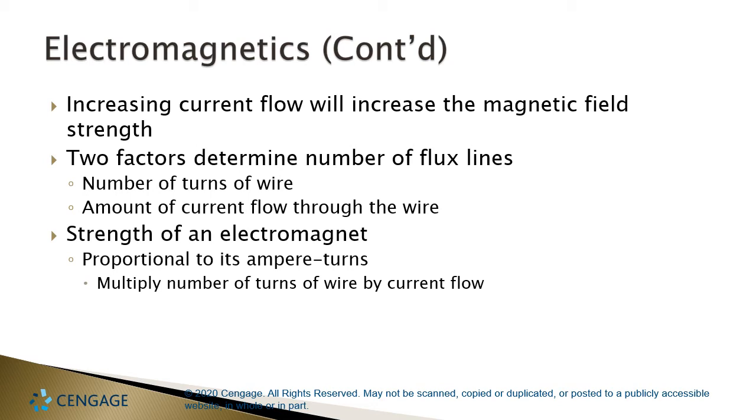So it turns out that we use a phrase called ampere turns or amp turns, and these are the number of turns multiplied by the current flow, right? So essentially, if you double the current, you're going to double the magnetic strength. If you double the number of turns, you're going to double the magnetic strength. So those two things are directly linear in terms of the strength of the magnetic field.